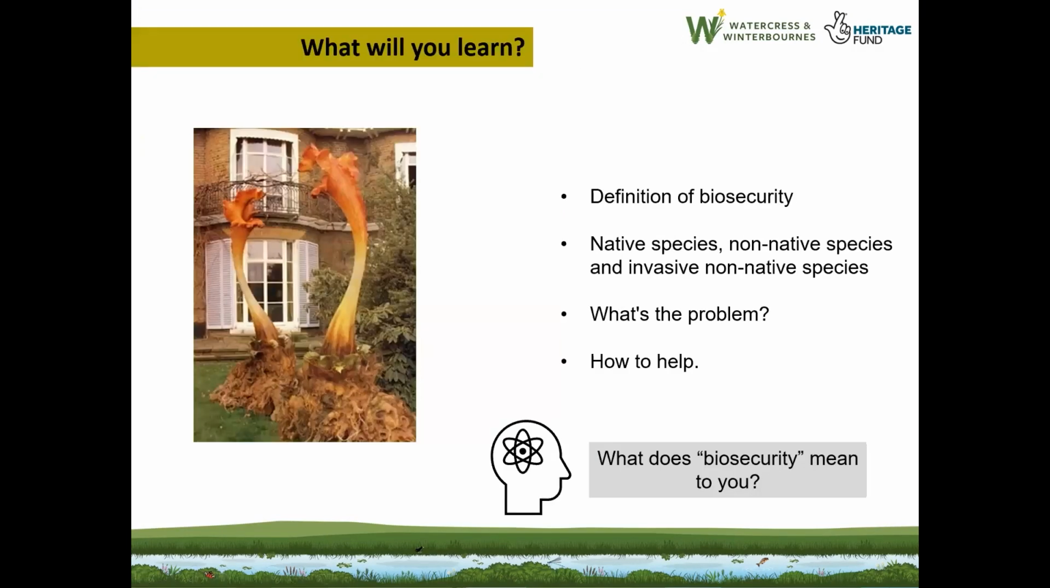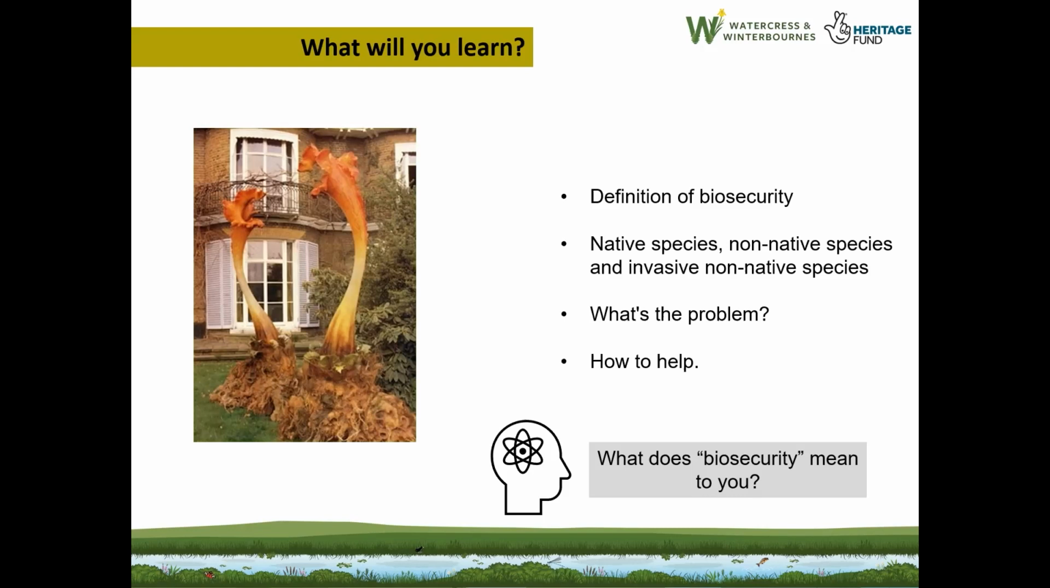I'm going to go through a definition of biosecurity. This is my section. And then I'm going to talk a little bit about the difference between native, non-native and invasive non-native species, because these are some of the terms that are used when people are talking about biosecurity. I think it's helpful to know the difference between them. And then I'll talk about what the problem is with specifically invasive non-native species, and then what we do to help our chalk streams and what you can do to make sure you're being biosecure around chalk streams.